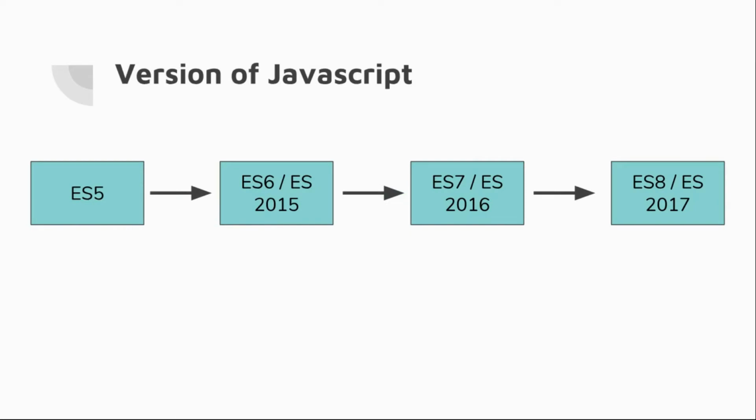Versions of JavaScript. The first version came as ES5. Then in 2015 ES6 came, after that in 2016 ES7, and after that in 2017 ES8. So these are the four versions of JavaScript.